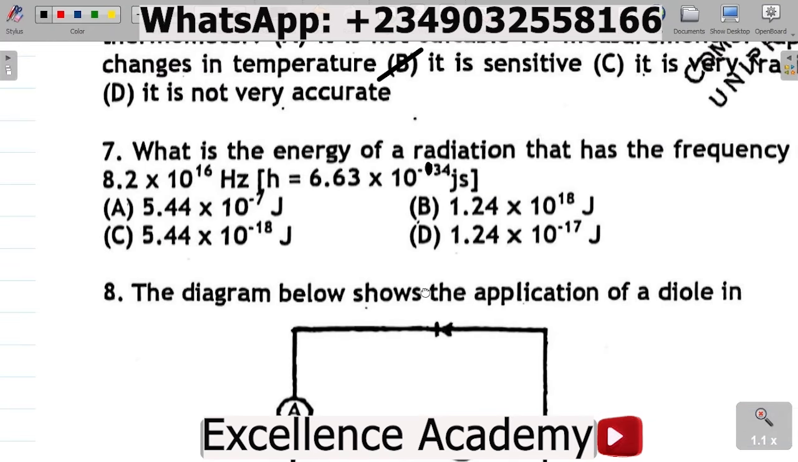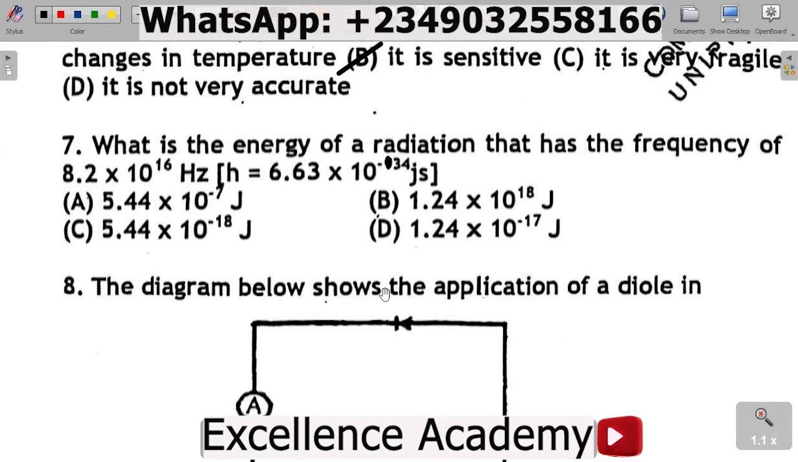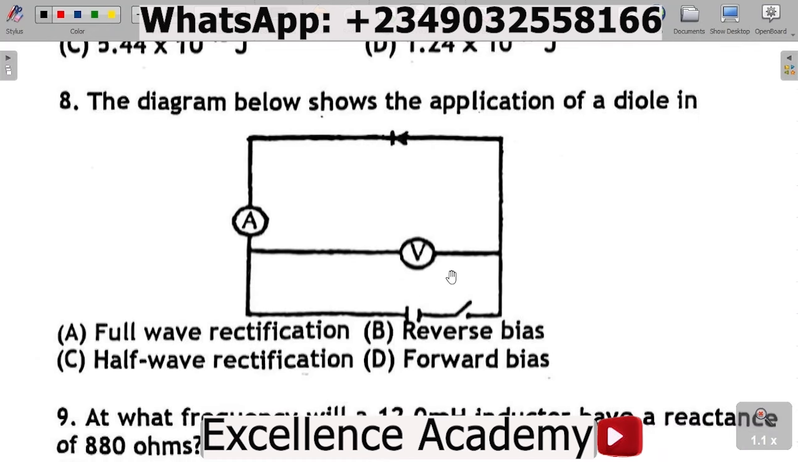5.44 times 10 to the power minus 17. So there's 5.44 times 10 to the power minus 18. So I guess that should be option A, but they wrote 7, so it should have been 17. Again, maybe a typo error. To the power minus 17 joules. So I'll correct this to minus 17 joules. So the answer there is option A, 5.44 times 10 to the power minus 17 joules. That's the answer. All right, question number 8.